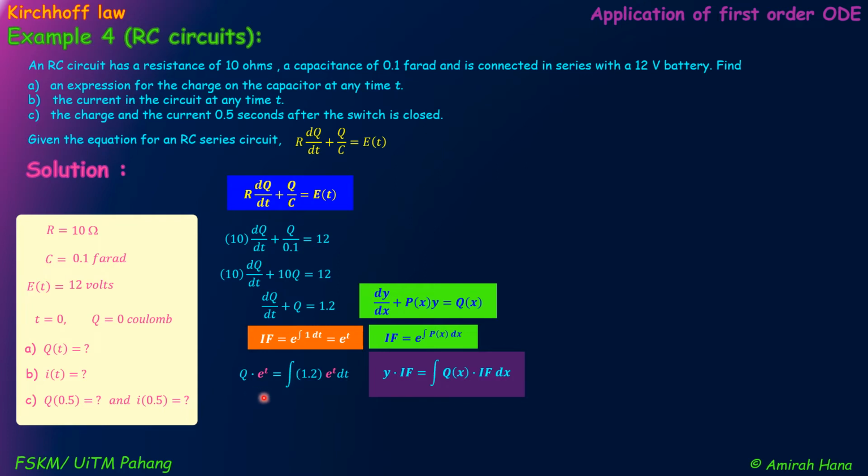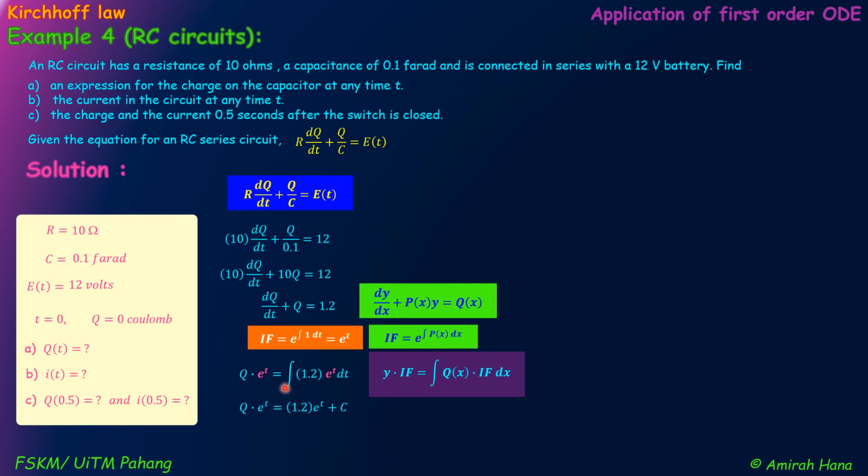On the left hand side here, there is no integration sign, so we do not need to integrate. But on the right hand side, there is an integration sign, so we need to integrate. After integration, we still have q times e to the power of t on the left hand side, and it equals, when we integrate 1.2 e to the power of t dt, we can move the constant 1.2 out from the integration sign. So after integration, we still have the constant 1.2 in front.